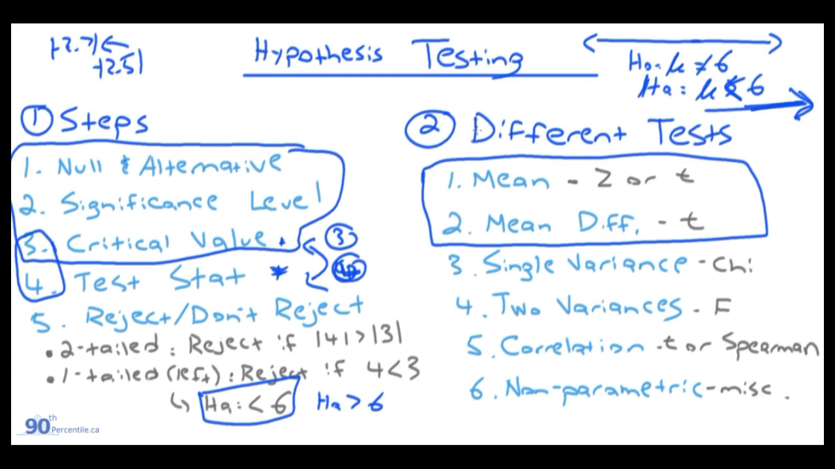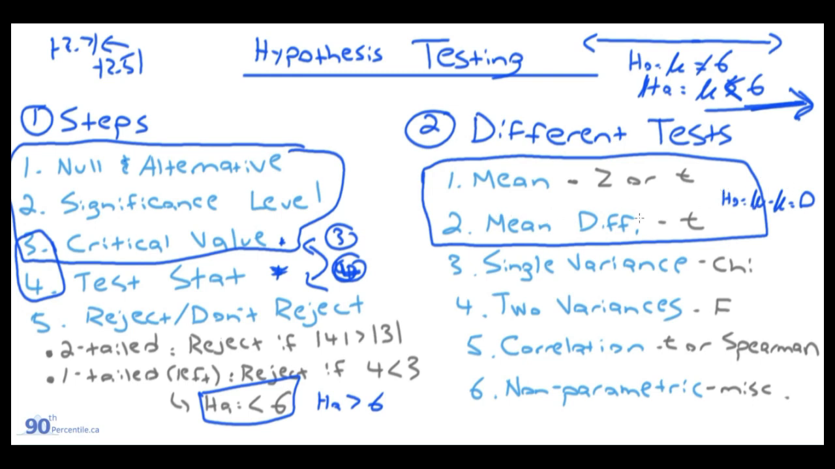So moving on to the different types of tests, there's 6 different ones that the curriculum provides. One is when you're testing a mean or the value of a mean. 2 is when you're testing the difference between means. So you could have a null like mean 1 less mean 2 is 0. So you're effectively saying the null is that they're equal.